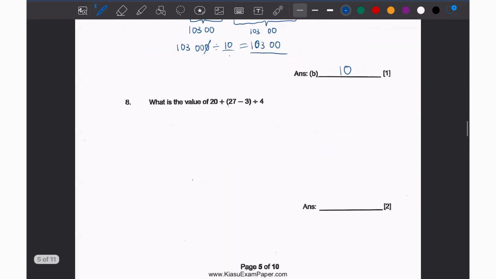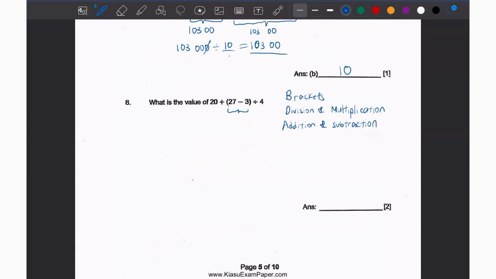Okay, next one. What is the value of 20 plus bracket 27 minus 3 close bracket divided by 4? Okay, so we work out what is inside the brackets first. Your order of operations: brackets, then followed by your division and multiplication, followed by your addition and subtraction.